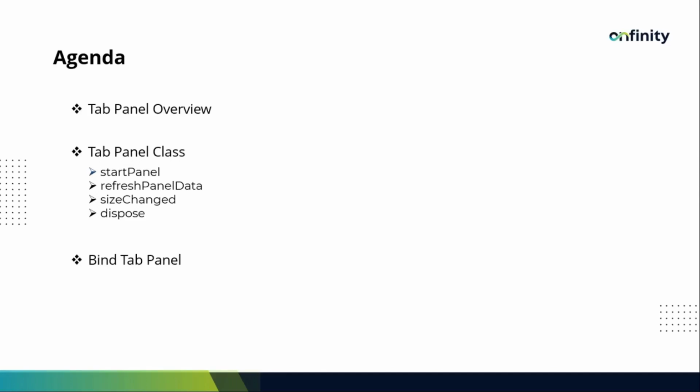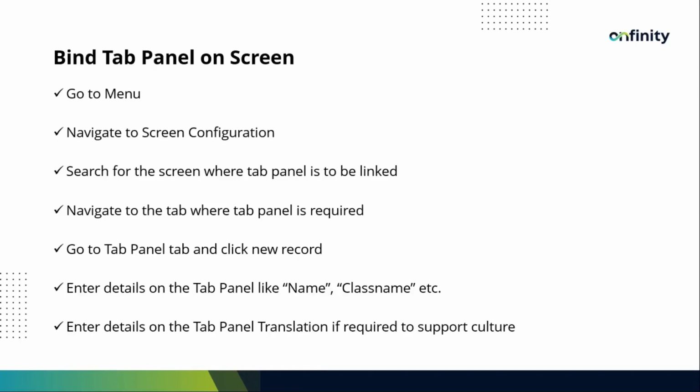To link the tab panel to the screen, you will need to go to the menu or configuration, and then navigate to screen configuration from the menu. In the screen configuration, search for the specific screen where you intend to link the tab panel. The next step is to navigate to the particular tab where the tab panel is needed.